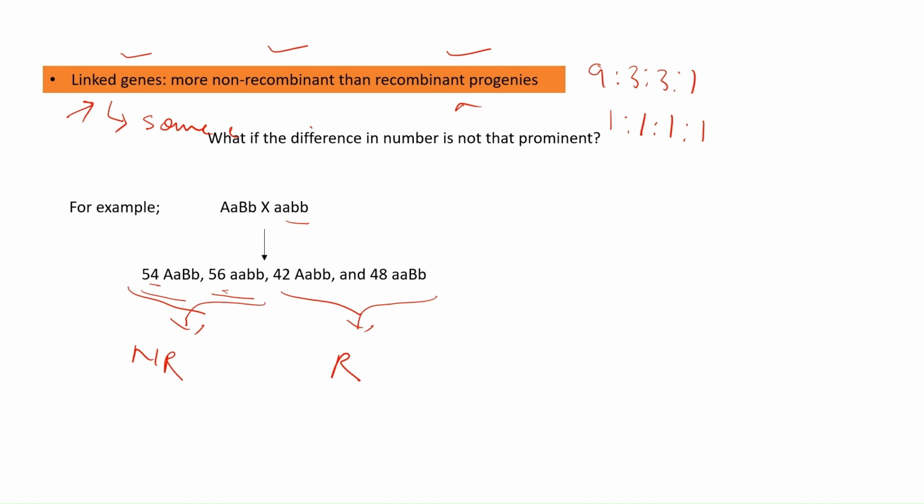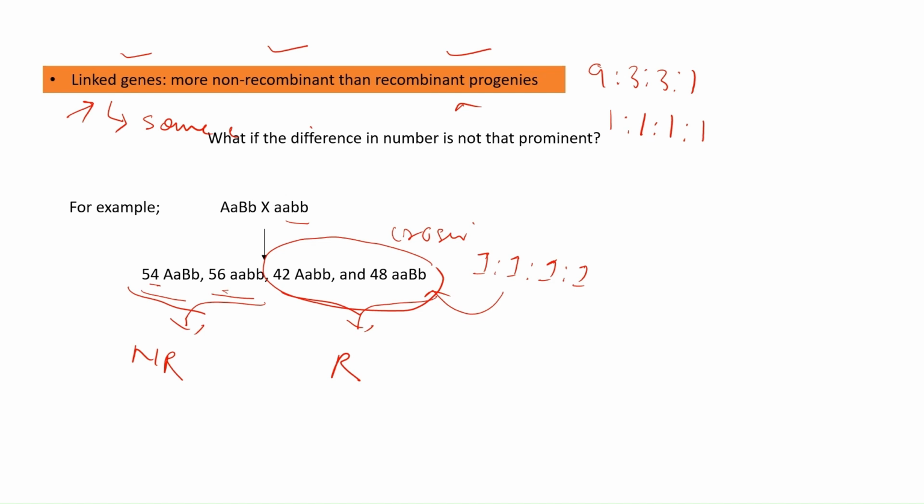That means they may be in a 1:1:1:1 ratio, or they may not be. Maybe whatever difference we are seeing here, they are assorting independently, but still the ratio is not exactly 1:1:1:1, maybe because of chance. Or maybe they are linked, but a considerable amount of crossing over happened, because of which these 42 and 48, which should actually be very low, are quite close to the non-recombinants. We can see a difference, but it is not very prominent. They are only slightly different from each other.